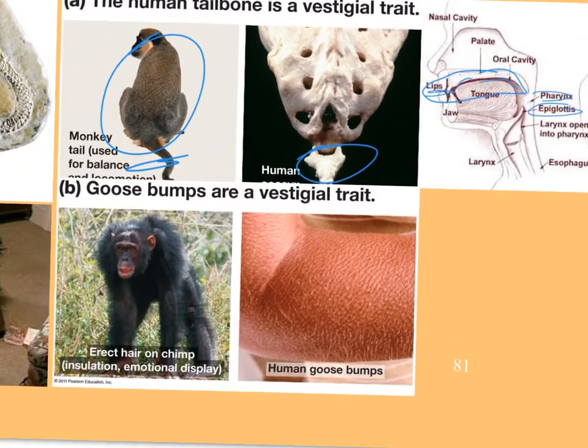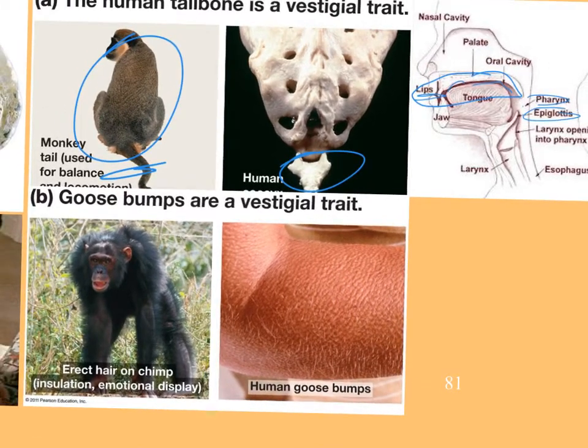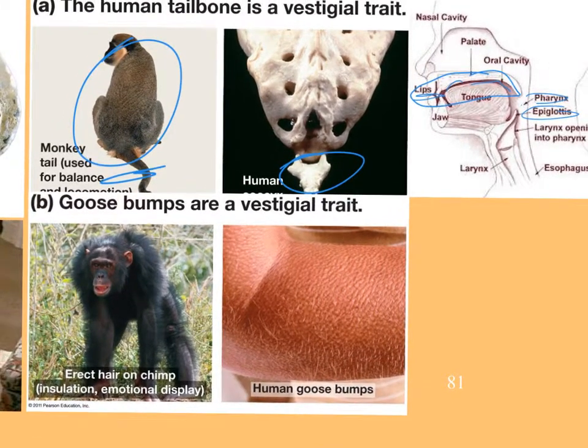Okay. Here we are. Goosebumps. Well, in chimps and other great apes, they use the hair standing on end for insulation, but also emotional display. We don't have hair anymore, except when we're still a fetus, but we still get goosebumps.